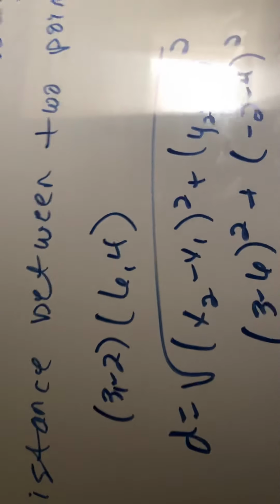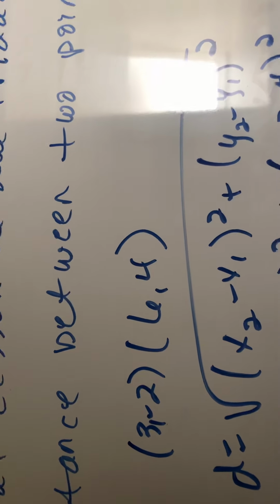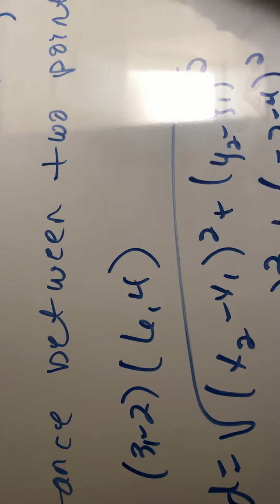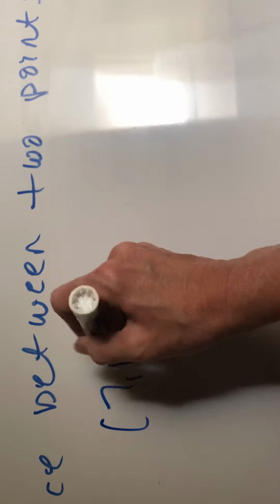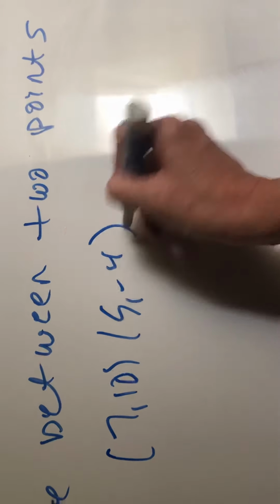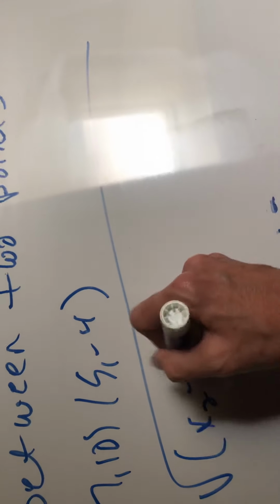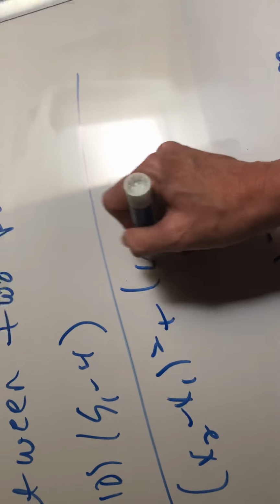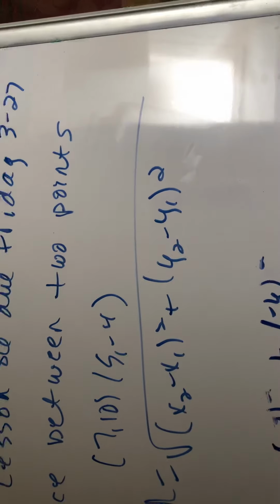Let's do distance between 2 points. Another one. Let's just try that one and see what happens. Okay, so I want to find the distance between these 2 points, 7, 10, and 5, -4. I write the distance formula, x2 minus x1 all squared, plus y2 minus y1 all squared. So there's my distance formula.